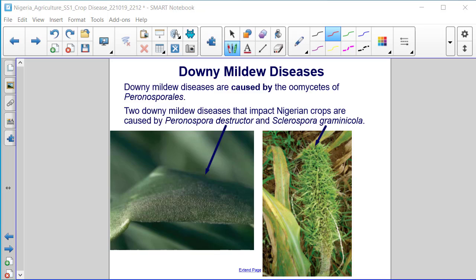Downy mildew diseases. Downy mildew diseases are caused by the oomycetes of Peronosporales. Two downy mildew diseases that impact Nigerian crops are caused by Peronospora destructor and Sclerospora graminicola.